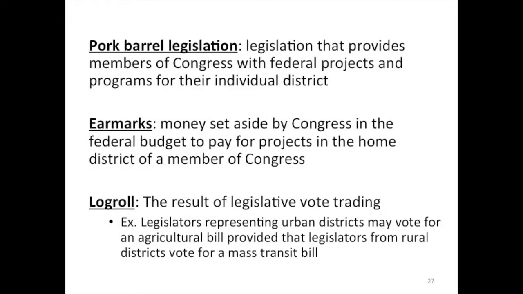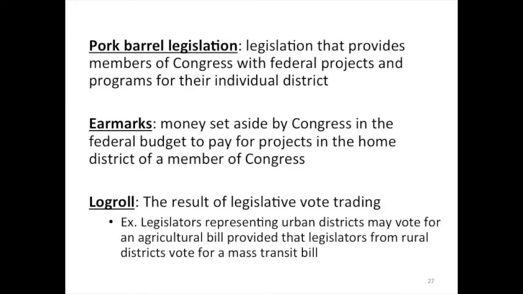Candidate-centered politics also results in pork barrel legislation, earmarks, log rolling. An example of pork barrel legislation and earmarks is a 2002 earmark where the legislature voted for a $500,000 appropriation for the construction of the Sparta Teapot Museum in Sparta, North Carolina. They said that it would help the economy of Sparta.